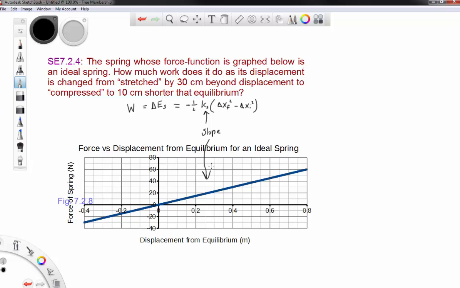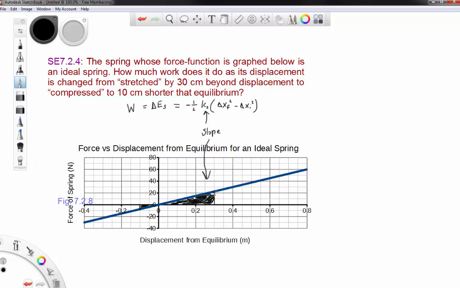However, it is, in this case, much more convenient to just simply do something like this. The work is going to be this area right here minus this other area right here. So if you find the area of these two triangles and subtract them from each other, you should get the total amount of work done by the spring. Okay, so how much work is that?